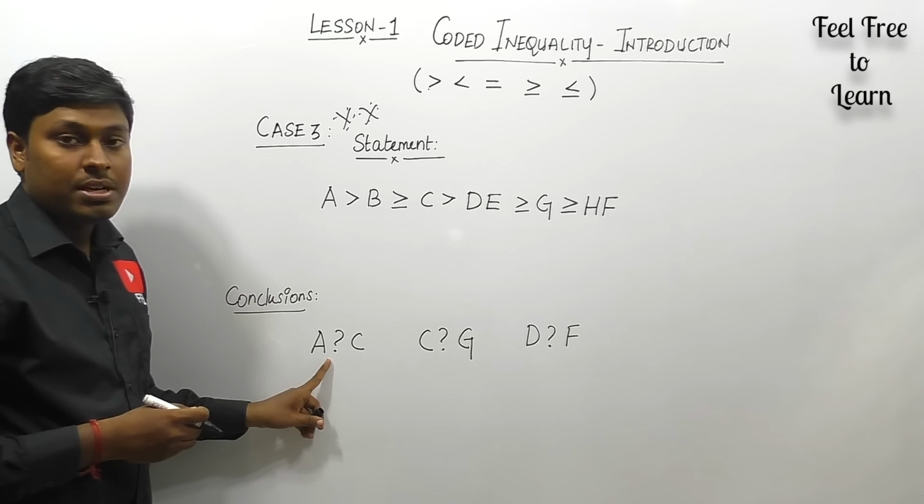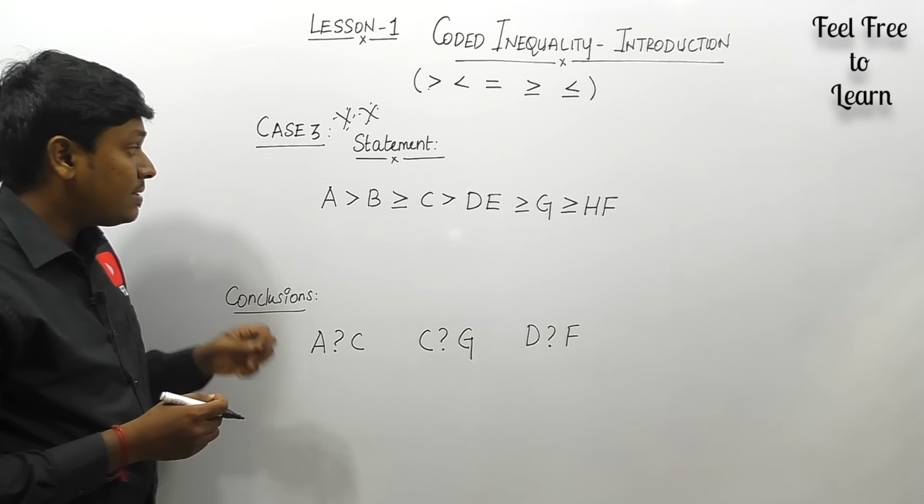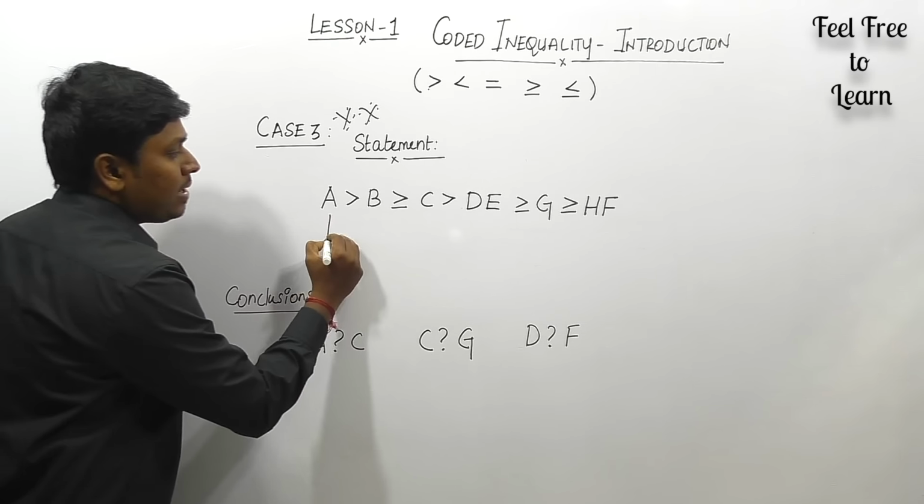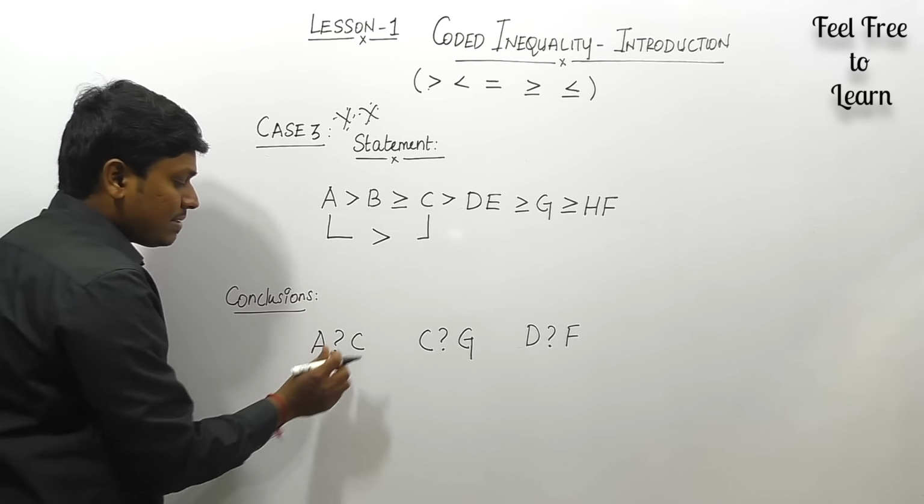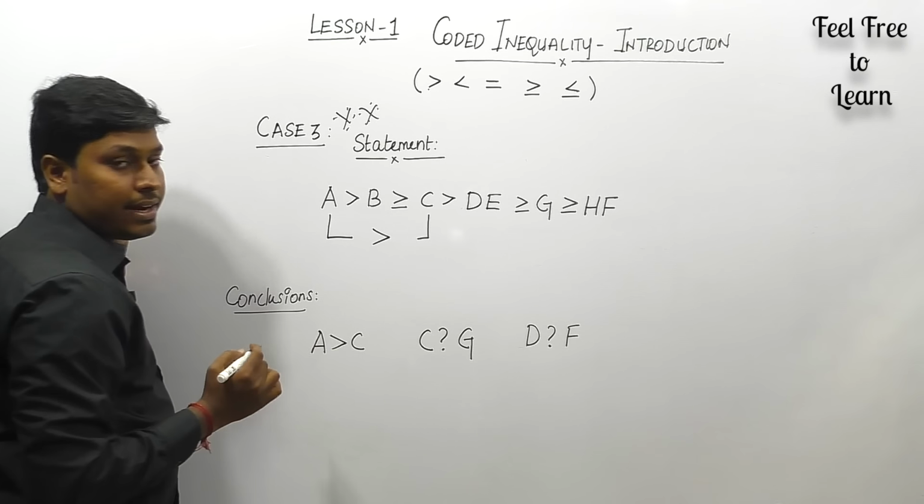So let me move on to conclusion number 1. We need to compare A and C. While comparing A and C, we got two symbols and the common symbol is greater than. So we can say that while comparing A and C, we got A greater than C.